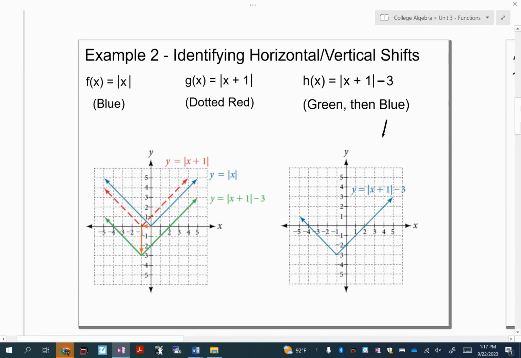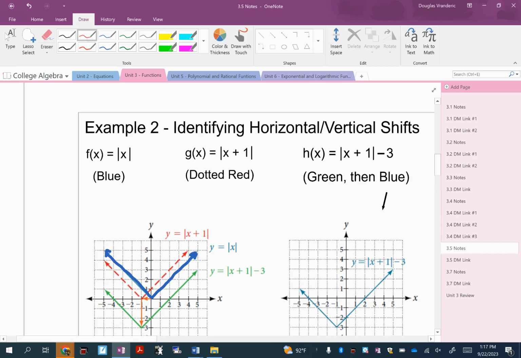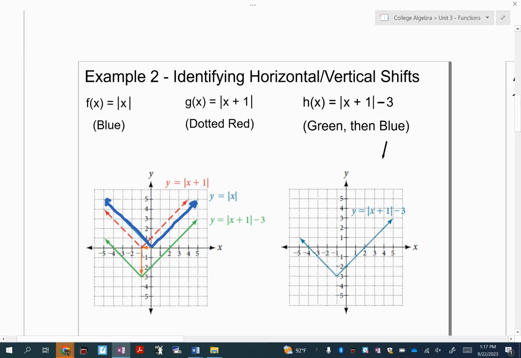So this one now we have the original. Oh, that's the wrong color. My bad. The original absolute value function here, or the parent function, is in blue. So that's there. All right. And then what they've done is they've first done a horizontal shift. So again, even though now it's no longer the quadratic function, we're still inside.